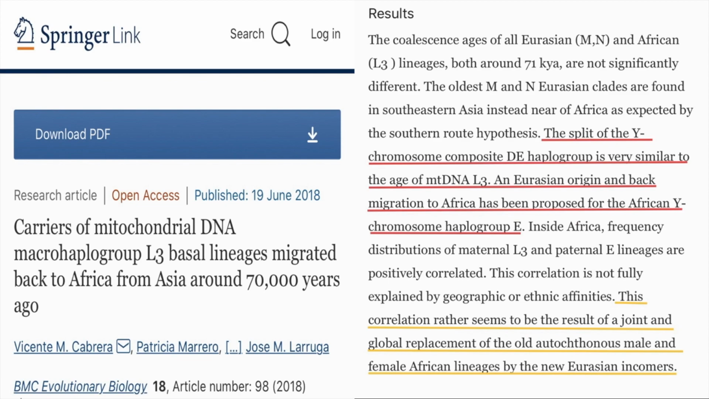This correlation rather seems to be the result of a joint and global replacement of the old autochthonous male and female African lineages by the new Eurasian incomers. So basically what they're saying is that haplogroup E could be Eurasian and that they came into Africa and replaced the old autochthonous males and females, which would be haplogroups such as A and B. And therefore, this origin would have been outside of Africa.